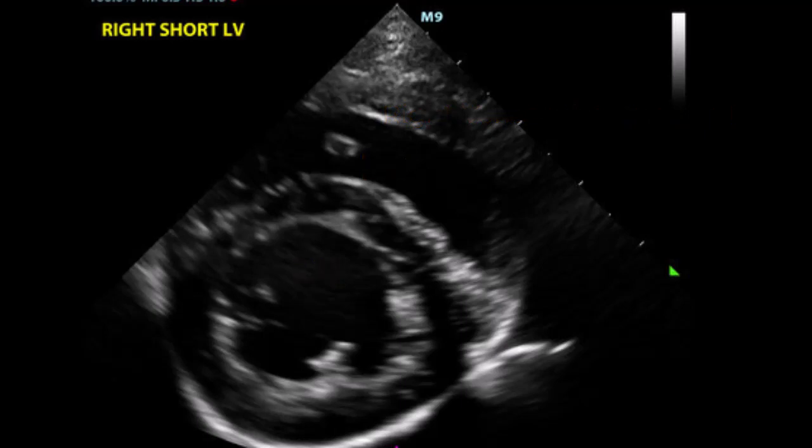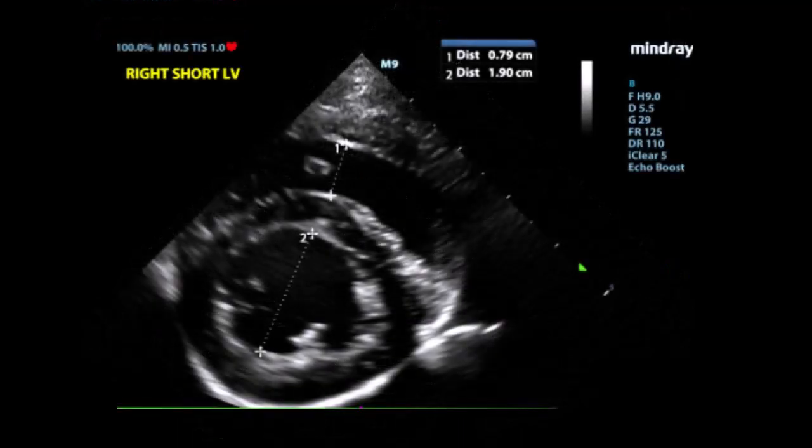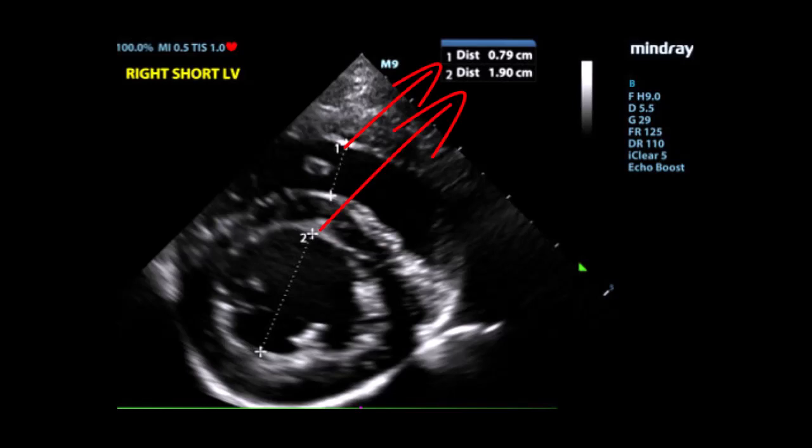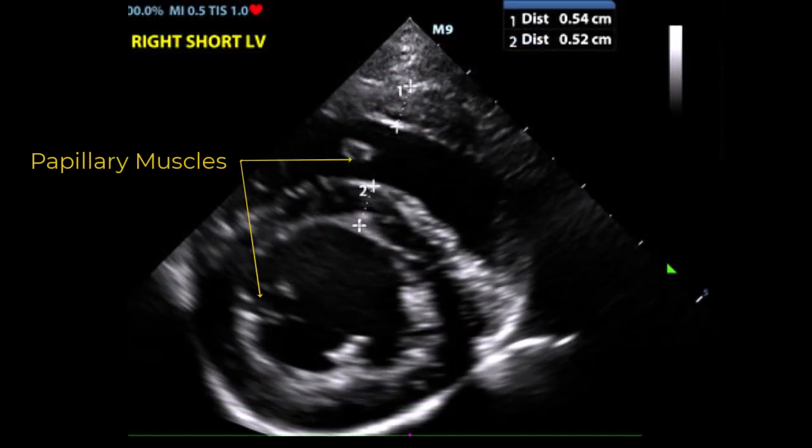There are no normal measurement tables for the right ventricular chamber size. In general, the right ventricle is about half the size of the normal left ventricle. Note that papillary muscles extend from the left and right ventricular free walls into the left and right ventricles. The papillary muscles connect to chordae tendineae, which attach to the leaflets of the mitral and tricuspid valves to prevent these valves from prolapsing during ventricular systole.